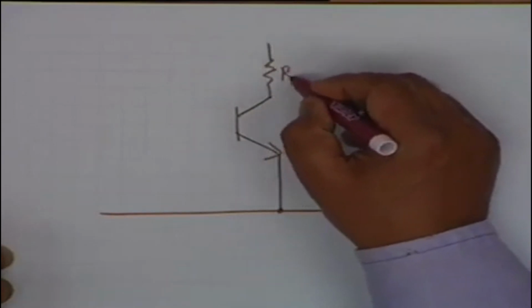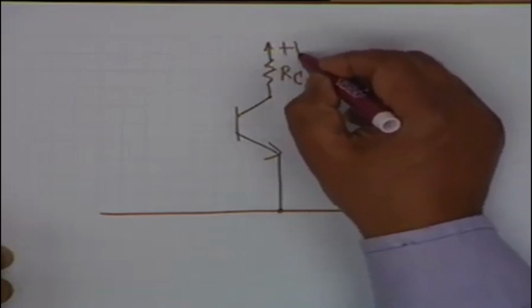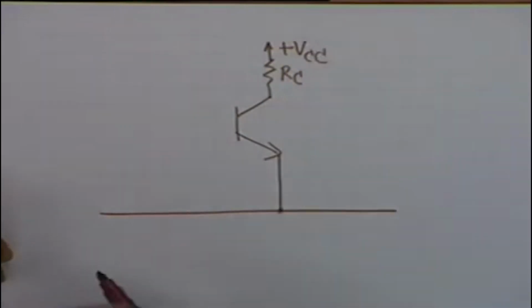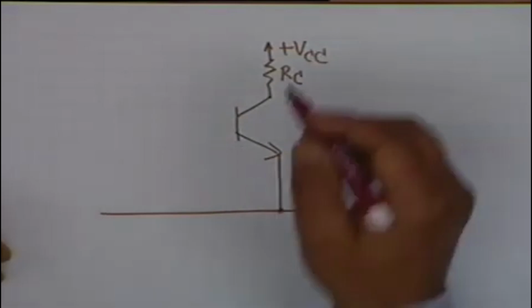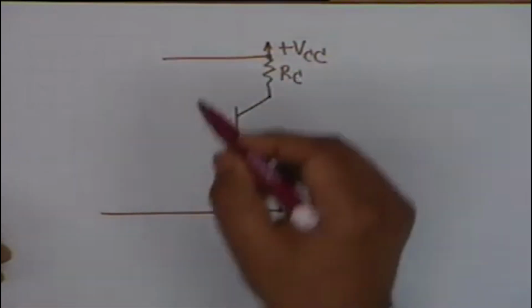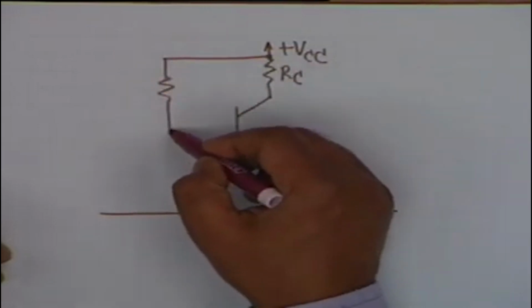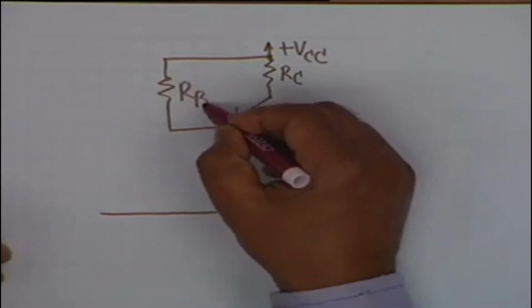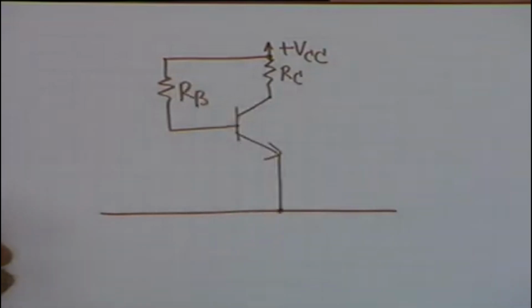was connected through R sub C to plus VCC, a supply, and the base current was supplied by means of a resistance connected directly to V sub CC, and this resistance we had decided to call R sub B.